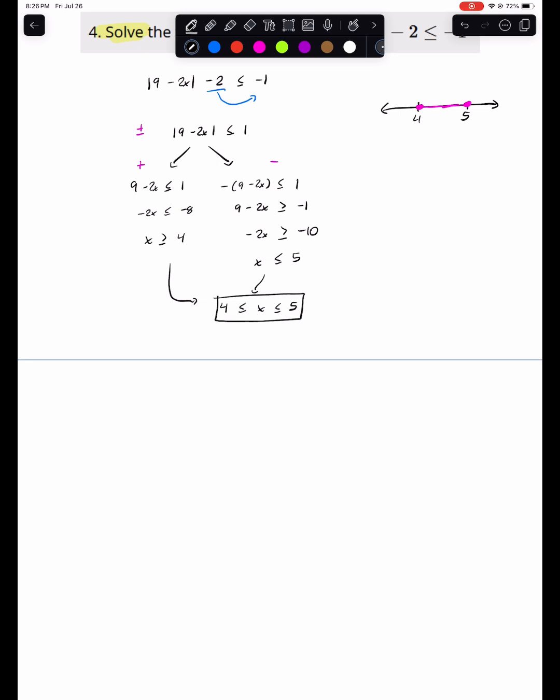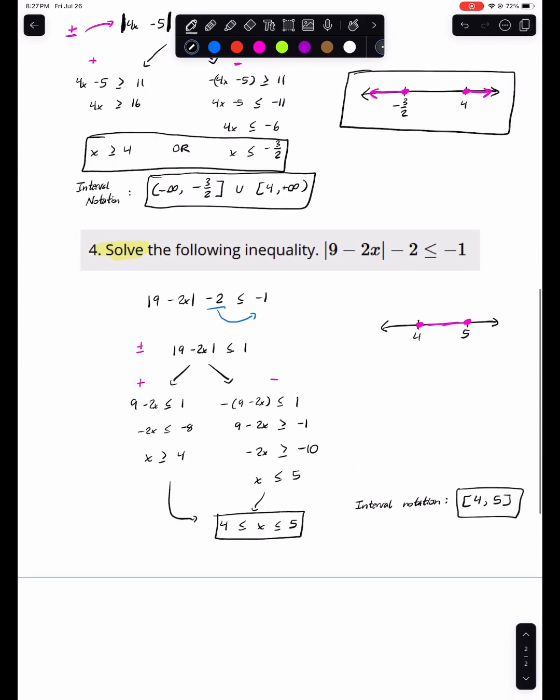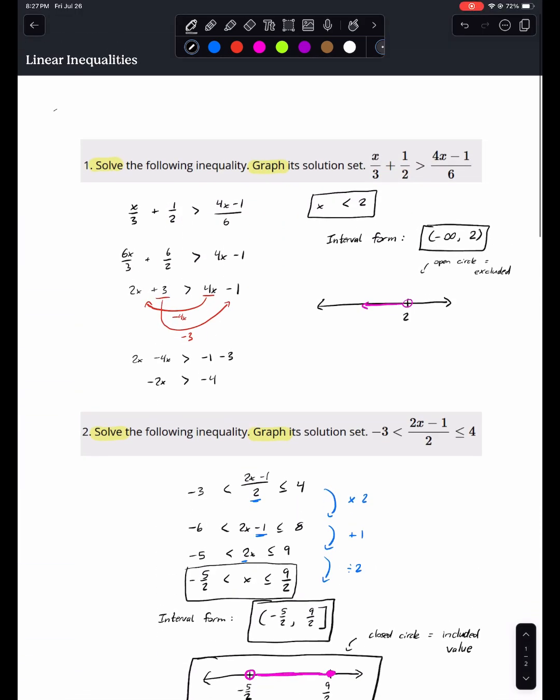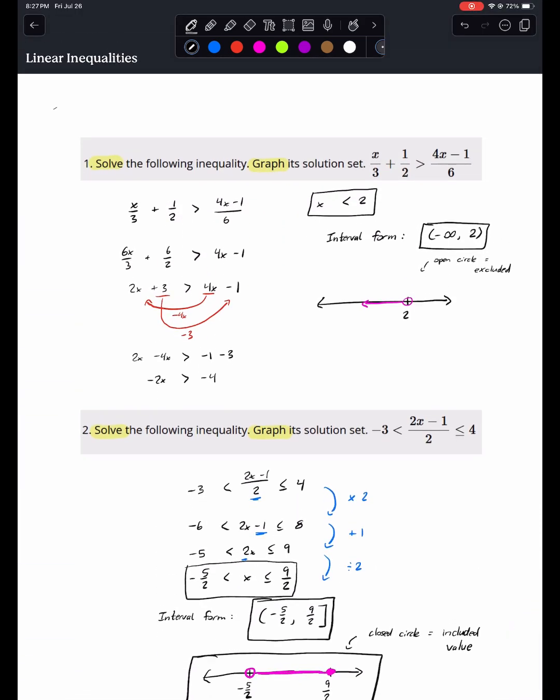That is your inequality solution. In interval notation, this is inclusive 4 to inclusive 5. And that is your answer. And with that, that is the end of this video.